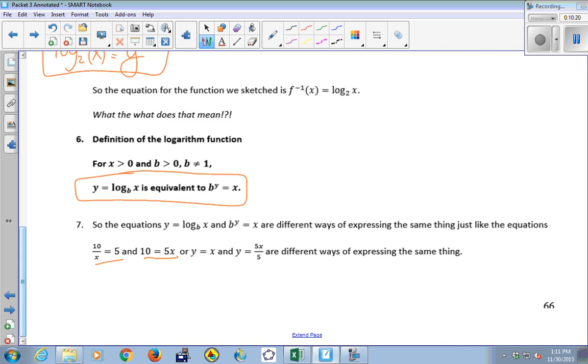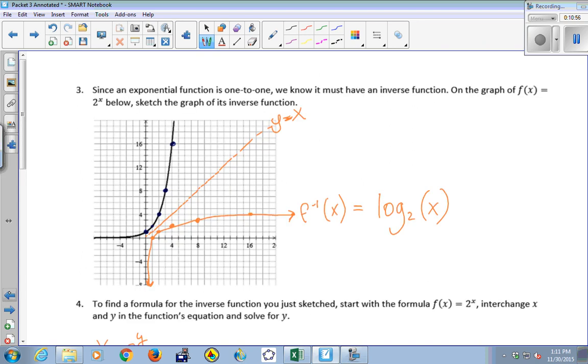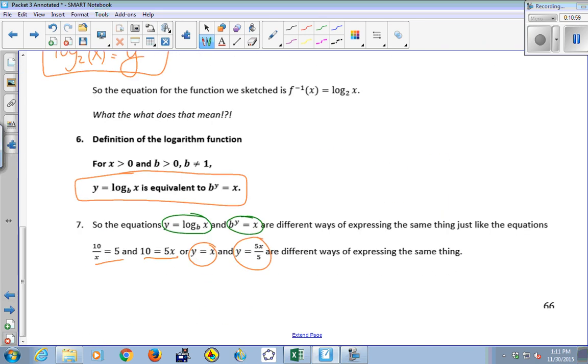If y equals x and y equals 5x over 5, those are equivalent equations. They have the exact same solution sets. So just like these things are equivalent equations, log base b of x equals y and b to the y equals x are equivalent ways of writing the same information. So let's look at some examples. If I give you an equation that has a log in it, you should be able to translate it to an exponential equation using this equivalency.